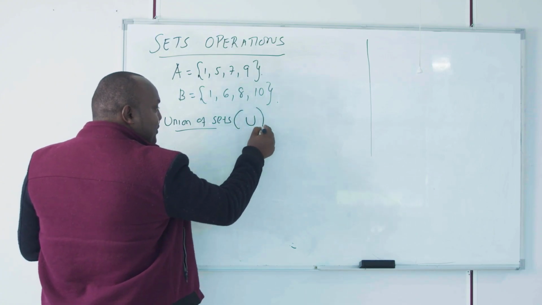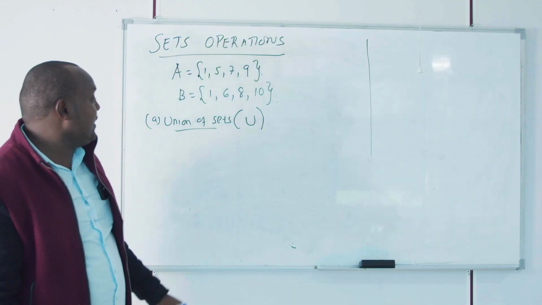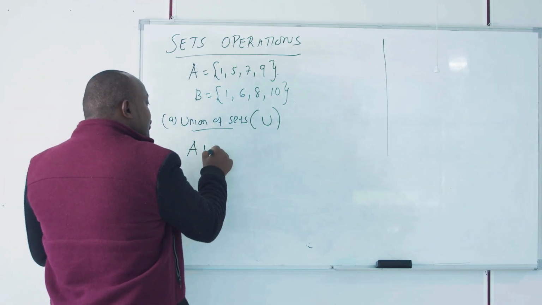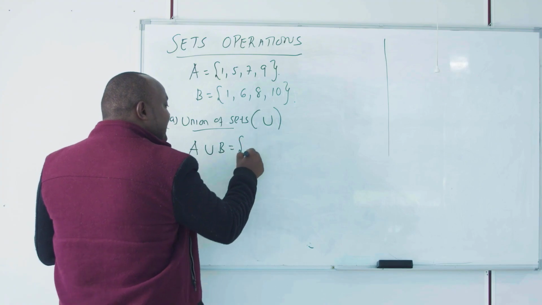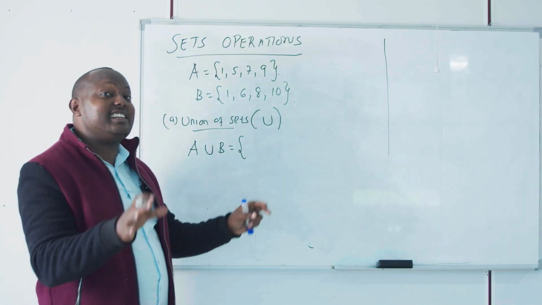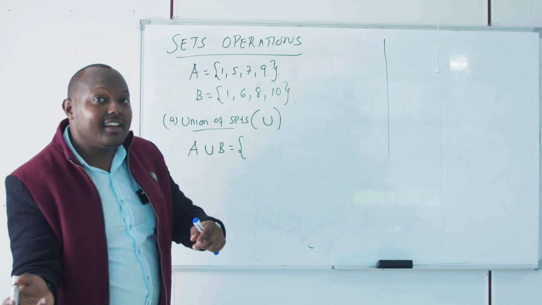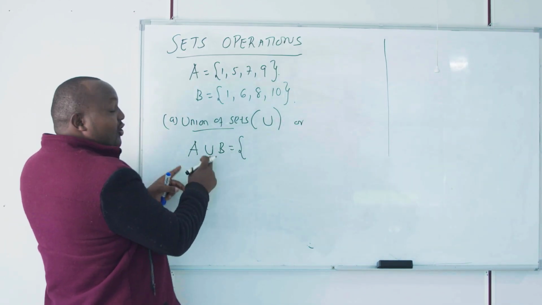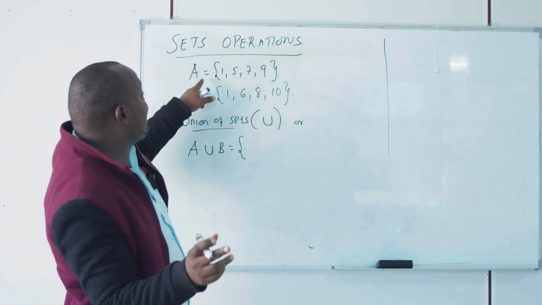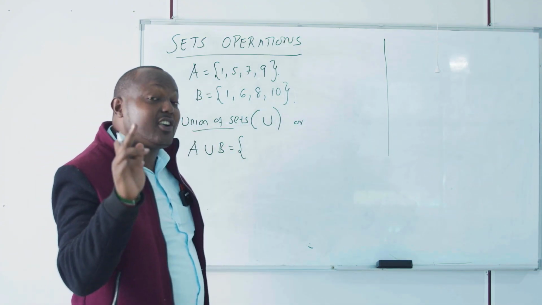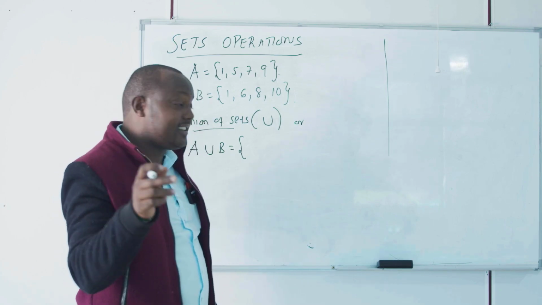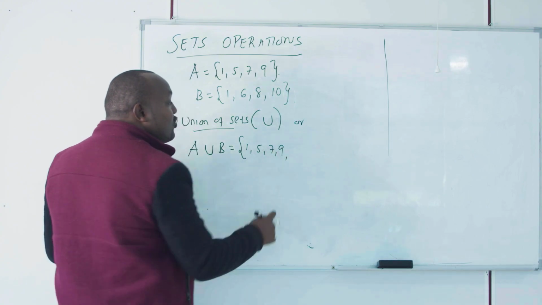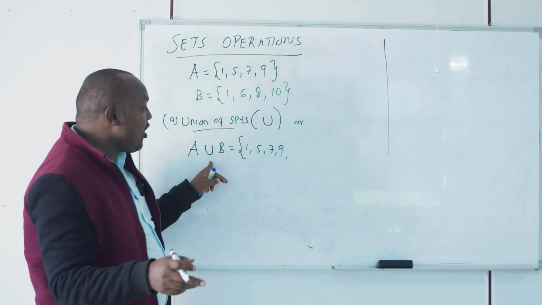We use this symbol, that is the symbol for union. So if you are looking at the union of a set, A union B is a set of all elements that are in A or in B. That's why we use the word all. And remember, one thing we said when we are naming a set, we say that it has distinct objects, so you don't repeat a number twice. So in that case, we will have 1, 5, 7, 9. So those are the elements in A.